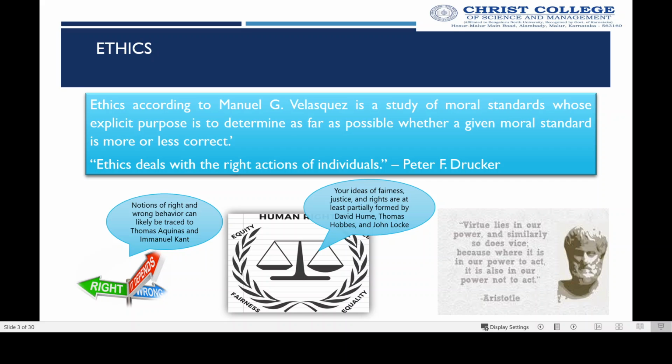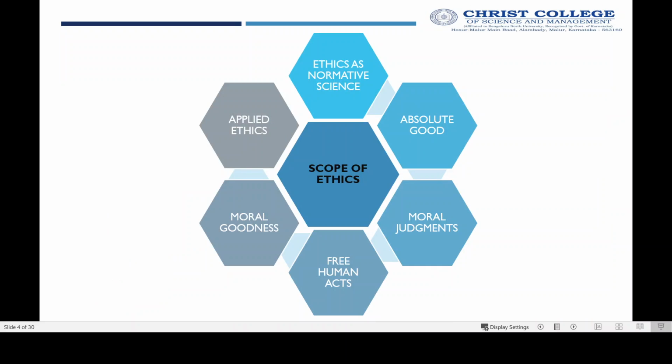Now, coming to Aristotle, one of the Greek philosophers who contributed a lot in different aspects, the word virtue, about virtues. What are the moral and intellectual virtues? It was told by Aristotle, which came up with another type of ethics which is called virtue ethics. So that is the background of ethics. Now let's see what is the scope of ethics.